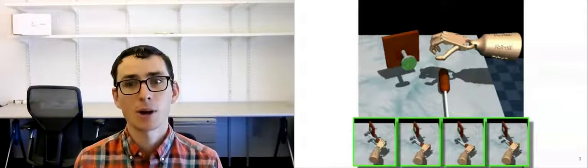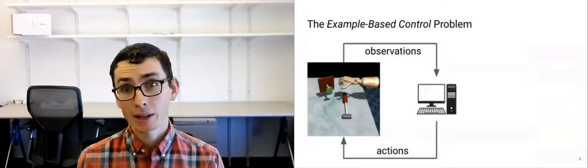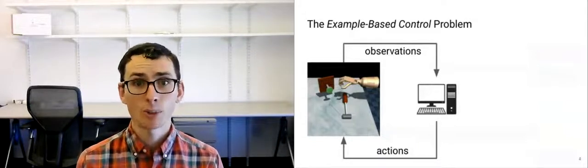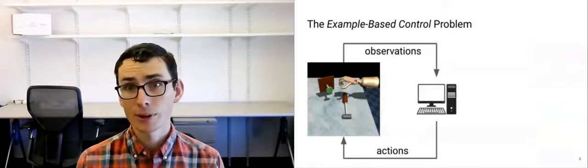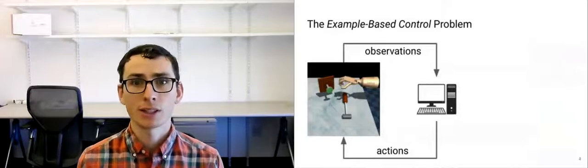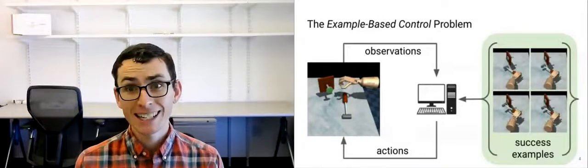Let's formally define this problem of learning from examples. We assume that an agent, like a computer, interacts with an environment. The agent observes observations and outputs actions. Now, in standard RL, the agent would get to observe reward functions, but as we've discussed, these reward functions are often hard to construct. So instead, the agent will get to observe these success examples.